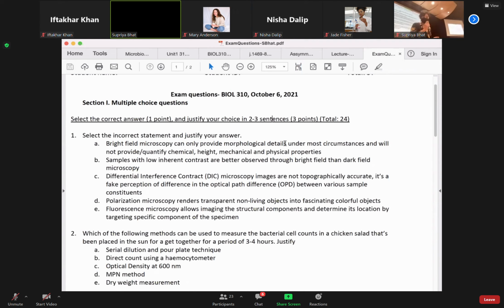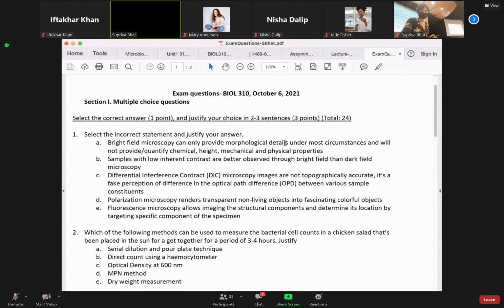And then the second was that samples of the left-hand class are better observed through bright field than dark field. That is the incorrect answer, which means that's the right choice for that question, which many of you did get, which is good. And the other three: DIC, which is also correct because the images are not topologically accurate. It's a perception of difference in optical path difference between various sample constituents.